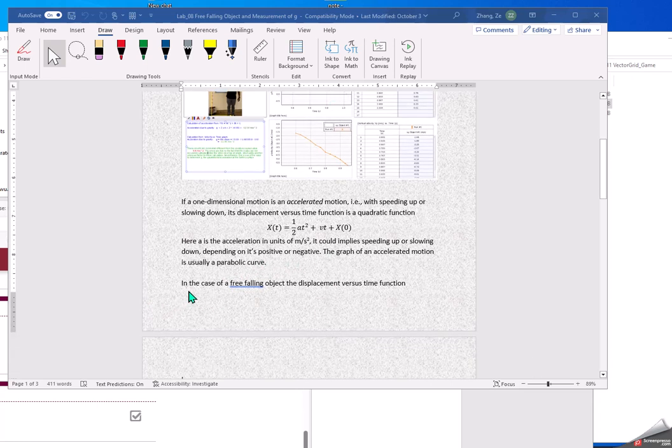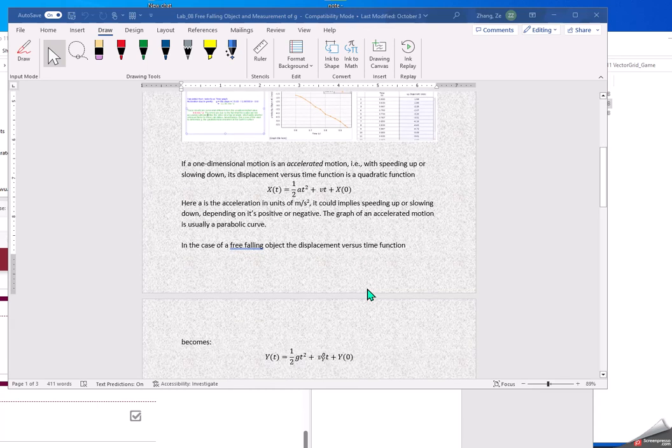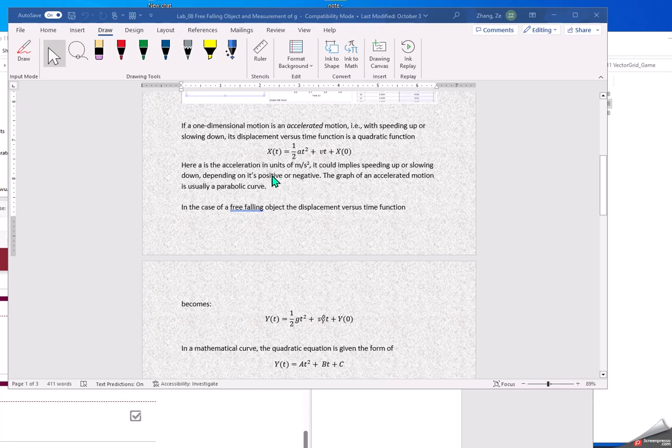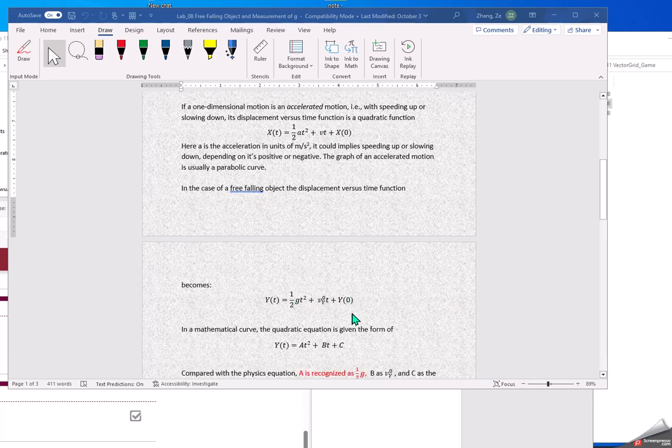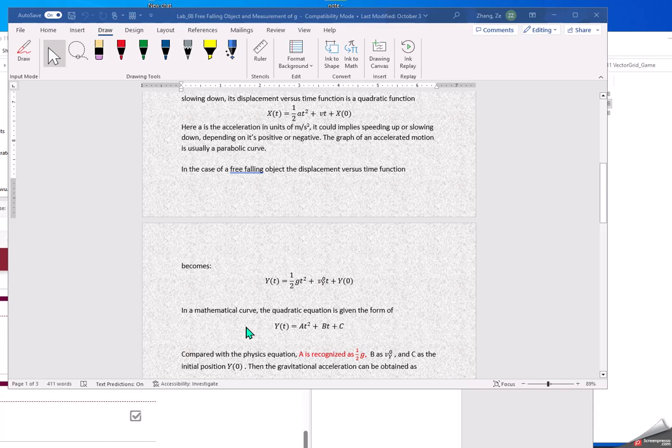In the case of a free-falling object, the displacement versus time function becomes this. So you see, this is just this form, whether you use x or y as your choice. In this case, we choose y, and half g t squared, and the initial velocity, in this case 0, and t. And we get this graph for this one. And then when we calculate, we use the mathematical tool to fit it.